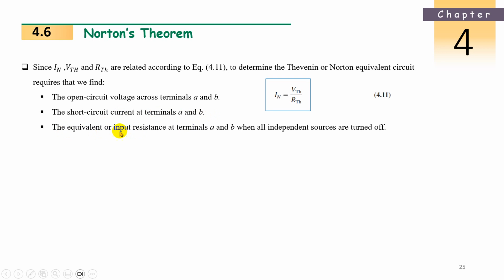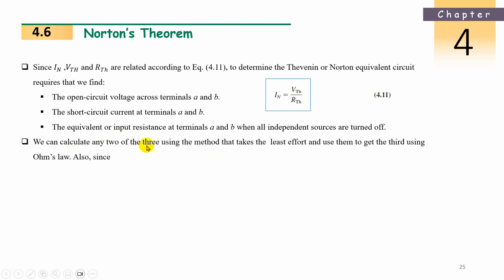Next, the equivalent input resistance at terminals A and B when all independent sources are turned off. So when independent sources are there, they must be turned off. What does turning off independent sources mean? Any independent voltage source, we have to short circuit. Any independent current source, we have to open circuit. So like this, we have to find the input resistance between terminals A and B, which is equal to R Thevenin, or which is equal to R Norton. Both are the same. So we can calculate any two of the three using the method that takes the least effort and use them to get the third using Ohm's law also.